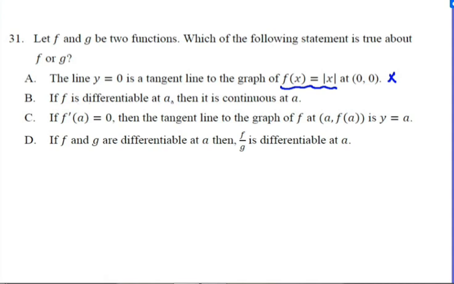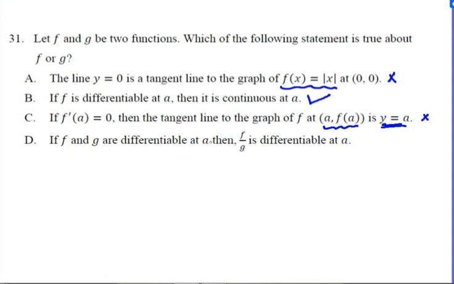If f is differentiable at a, then it is continuous at a. This is always a true statement. You can get the proof of this theorem, but just to save our time, take this as a general fact. Let's check for the C and D cases. If f derivative at a is 0, then the tangent line to the graph of f at a comma f of a is y equals a. It's not y equals a, it's y equals f of a that is the tangent line. Okay, so this is not true.